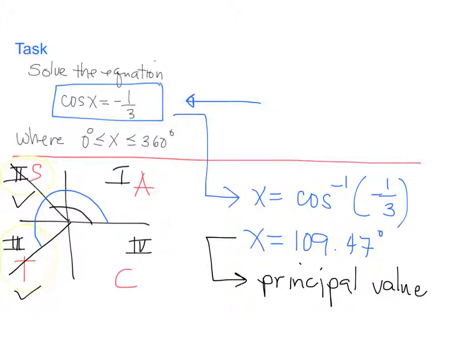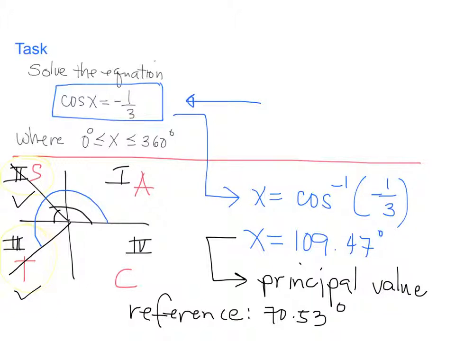How do you know if it's 30? 180 minus 109.47. Okay, can someone give me the exact value for the reference angle? That's 70.53. But is this the angle that we need, the other answer? No, that's just a reference angle.